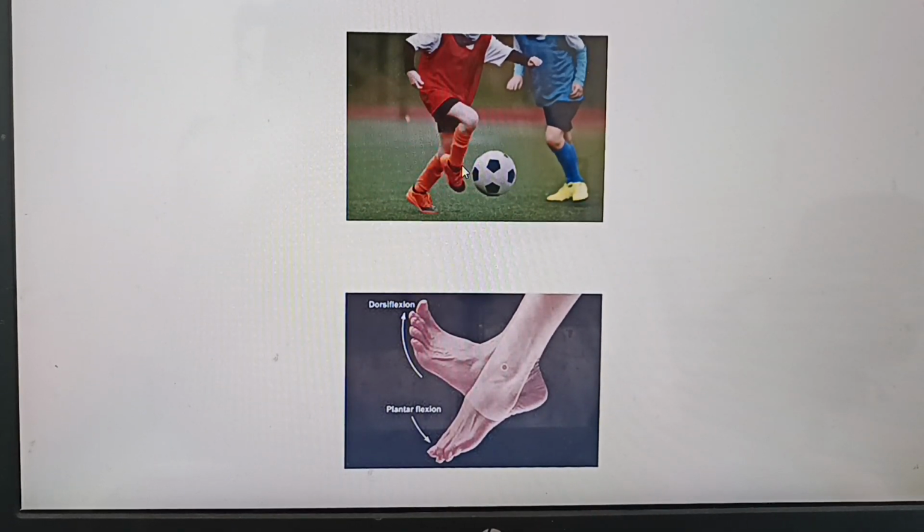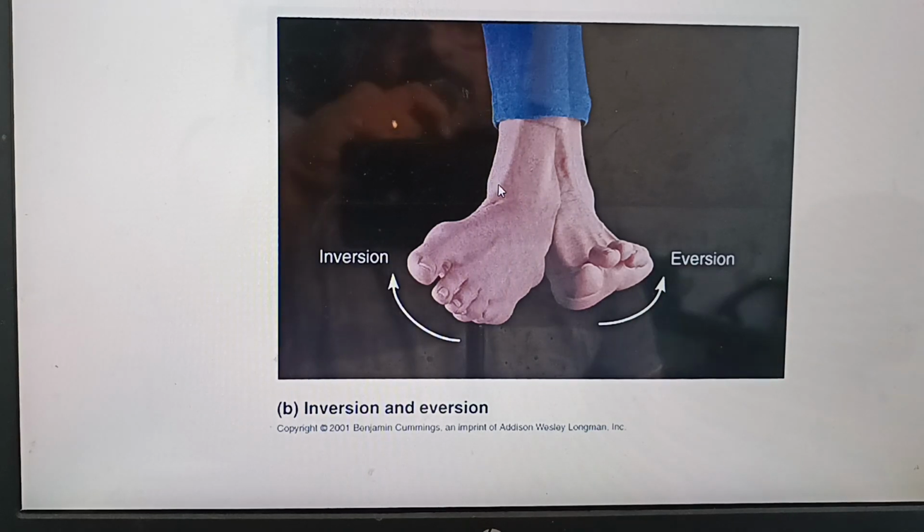So this is a common kick which you do in football. See, you first plantar flex, then dorsiflex to complete this kick. You can compare these two pictures. First, you have to plantar flex, then dorsiflex to complete the kick.